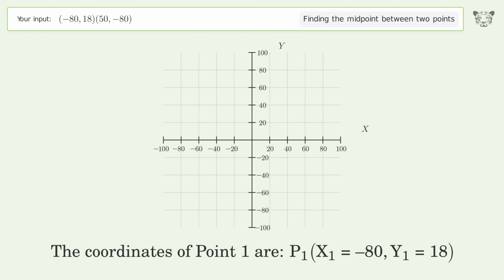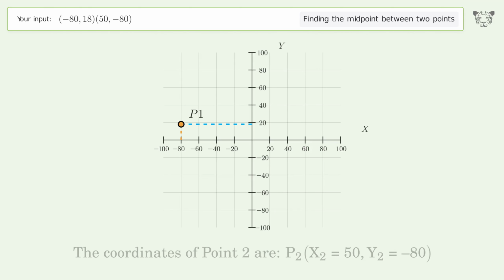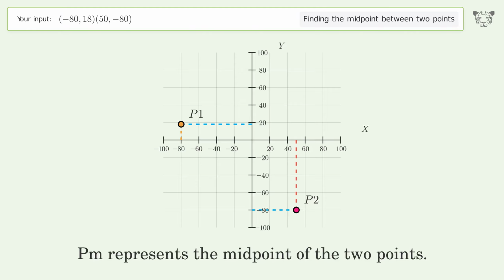The coordinates of point 1 are x1 equals -80, y1 equals 18. The coordinates of point 2 are x2 equals 50, y2 equals -80. PM represents the midpoint of the 2 points.